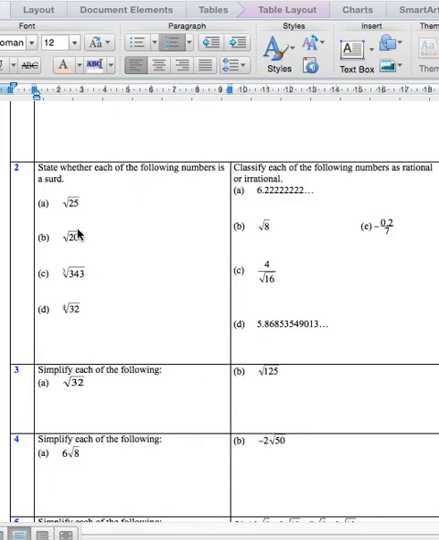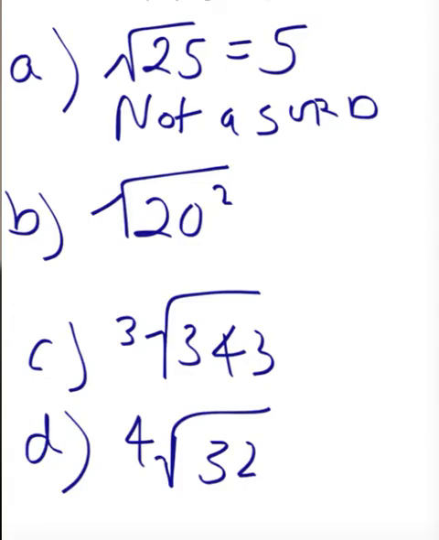Now question 2 says, state whether each of the following numbers is a surd. And the best way to do this, some of them you can sort of tell, like for example with A, the square root of 25, I know it's not a surd because the answer is a whole number. It's 5. But if there are ones that are looking confusing or tricky to work out, put it in your calculator. And if you end up with a decimal that's irrational, no pattern, then it's a surd. So let's try some of these.